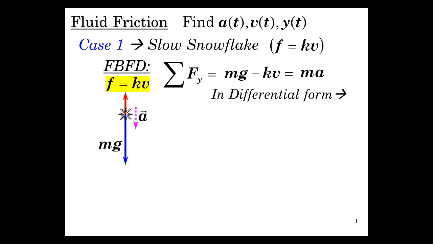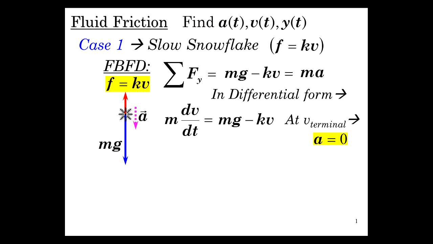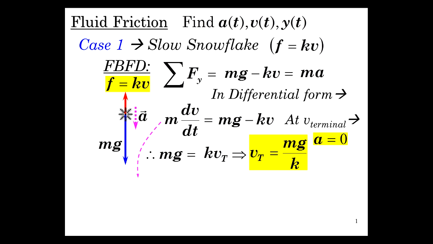Let's set this up as a differential equation, realizing that a is dv/dt. So we'll rewrite it: m dv/dt is mg minus kv. And then at terminal velocity, the acceleration is 0. And so let's set the left-hand side equal to 0. We solve for mg, and we get k v_t at that condition. So v terminal is mg over k.